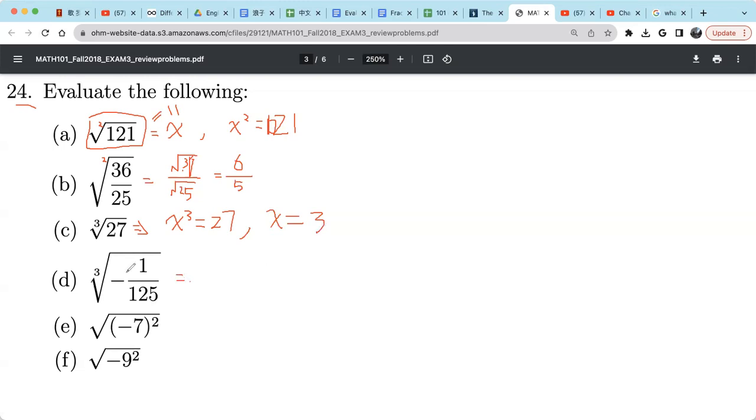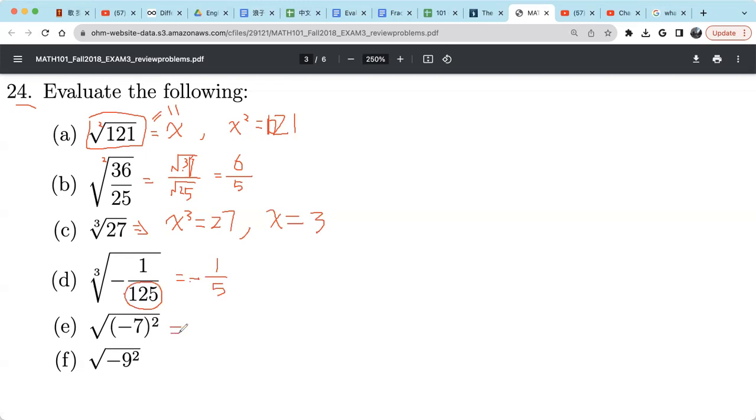For D, we have a negative, right? A negative number raised to the power 3 will be negative. So the cubic root is the same thing. It means a negative number to the power 3 equals negative 1 over 125. Only think about this number 125. We know 5 raised to the power 3 is 125. So this is negative 1/5. Right? When we raise to the power 3, a negative is still negative. 1 raised to the power 3 is still 1. 5 raised to the power 3 is 125.